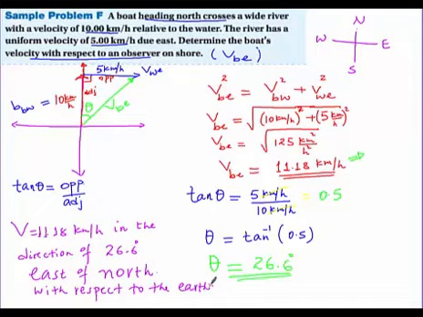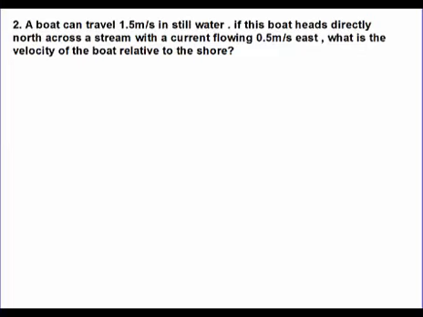That's all. Let's move to the second example. This looks similar to what we did before. A boat can travel 1.5 meters per second in still water. That's the speed of the boat. If this boat heads directly north, so the boat is heading to the north at a speed of 1.5 meters per second. This is north, this is west, and this is east.